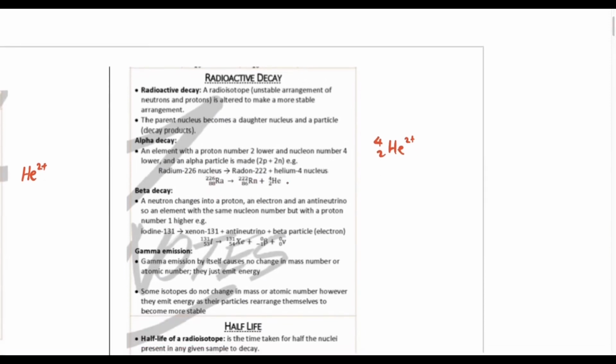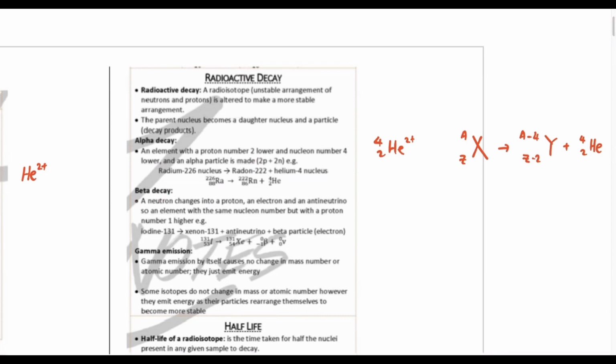Okay, so in general, if you have a particle X with nucleon number A, proton number Z, after alpha decay, the nucleon number is minus 4, the proton number is minus 2, then it becomes a new element, and then 4,2 helium comes out. Although I write 4,2 helium with 2 plus, normally you don't see that in alpha particles. It's just fine, no problem.